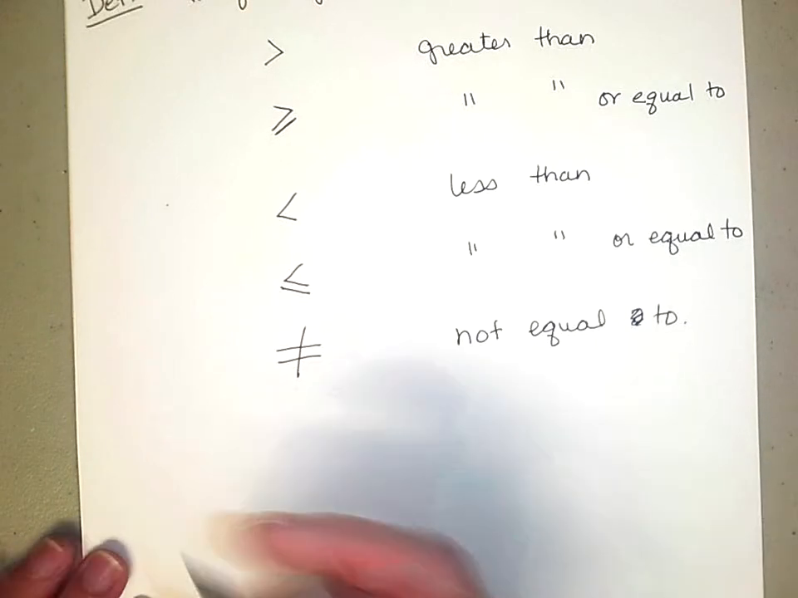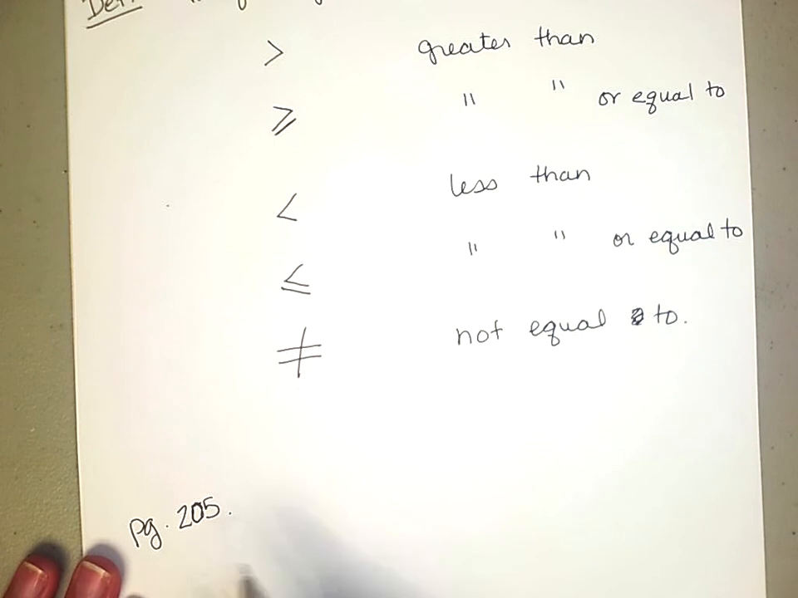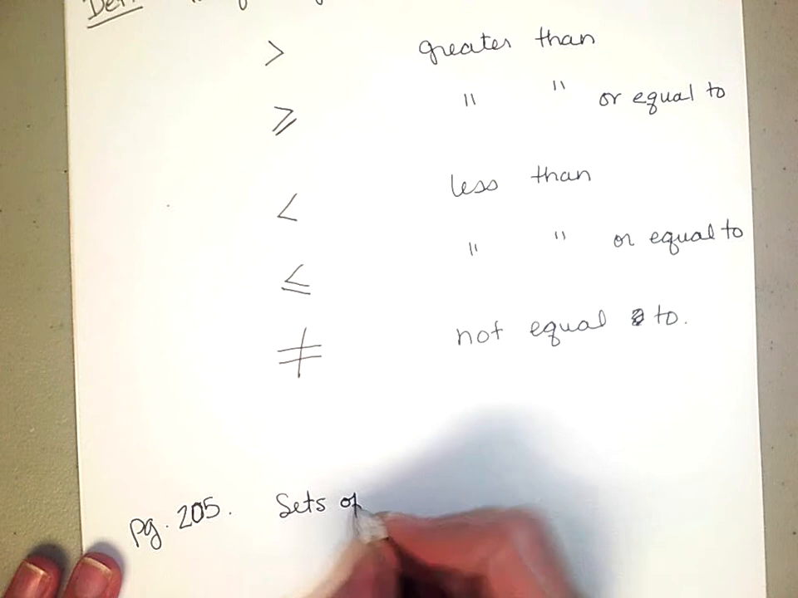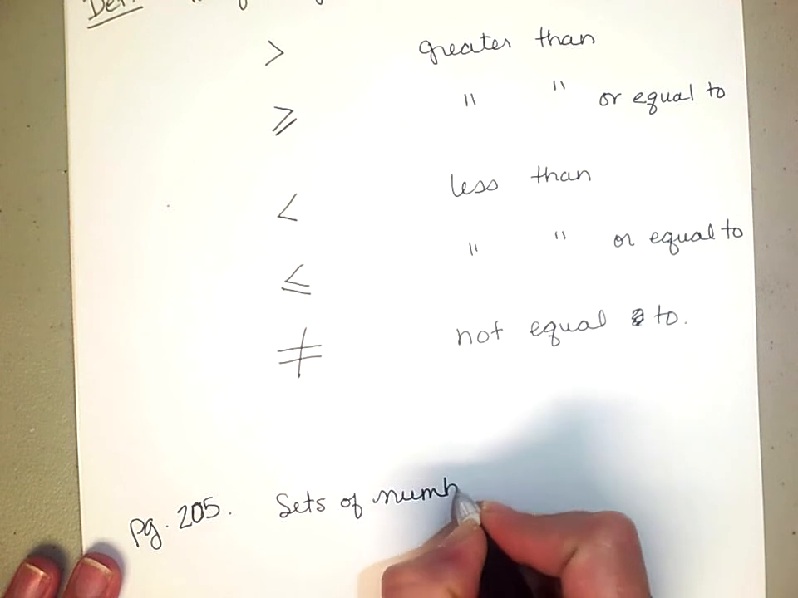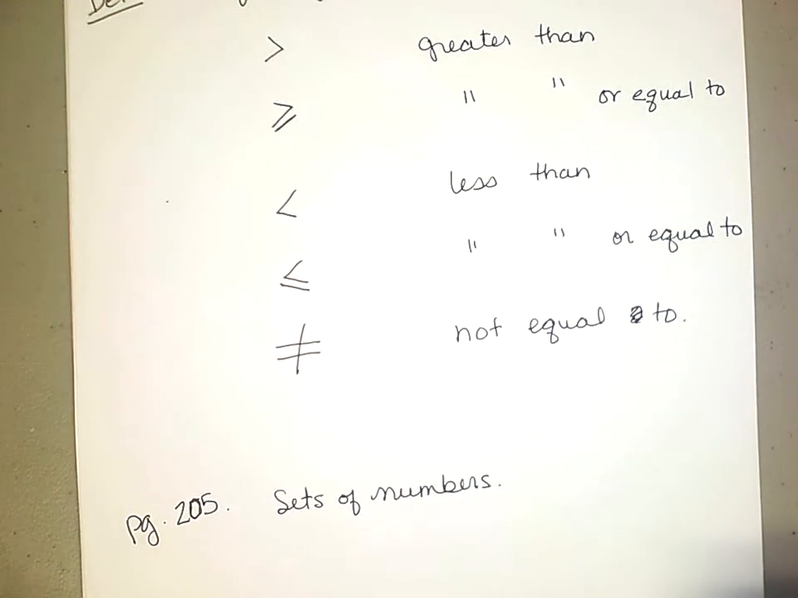I want you to look at page 205 of your book. This is a list of sets of numbers and how that gets represented in words, and how we represent an inequality, and in set builder notation. We need to know how to do all three types of these. So be referencing that for the first part of your homework.